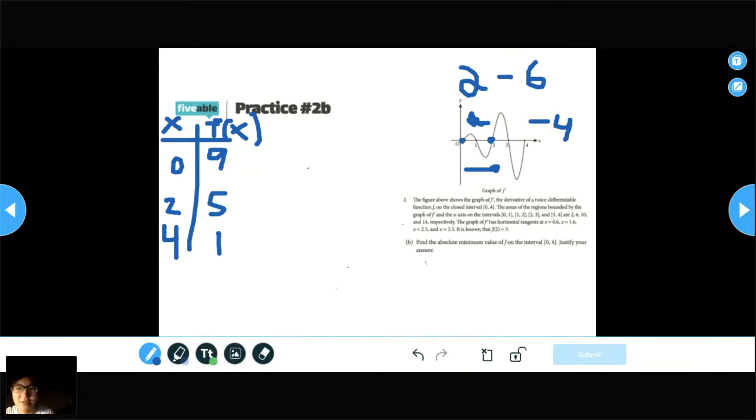Great job, Morgan. Absolute minimum value of 1 occurs at x equals 4 for the closed interval 0, 4 because it's less than the value at both endpoints, and f prime at x equals 4 is 0. I would say that works too. Arguably, you can write out above your integral calculations, the graph of f prime changes from negative to positive at x equals 2, and then that way you wouldn't have to put it in your final answer.